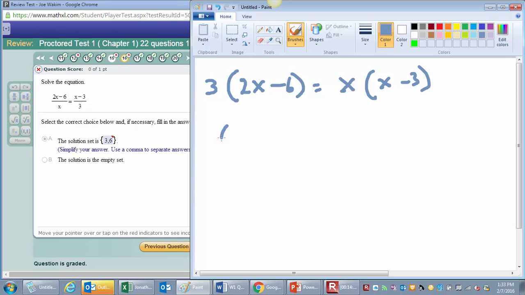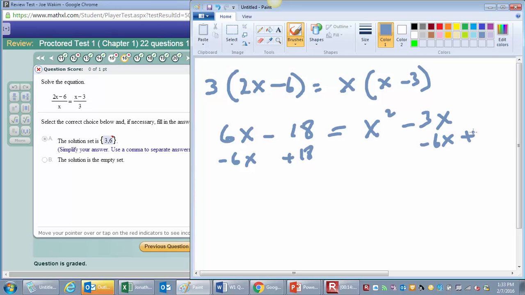3 times 2x is 6x. 3 times negative 6 is negative 18. x times x is x squared. x times negative 3 is negative 3x. So if you move everything to the right side, you're going to have to subtract and add 18. Subtract negative 6x, add 18. These two will cancel, so that's a 0. On the right side, we're going to get x squared minus 9x plus 18. And if you see here, 6 and 3 would be a good solution.